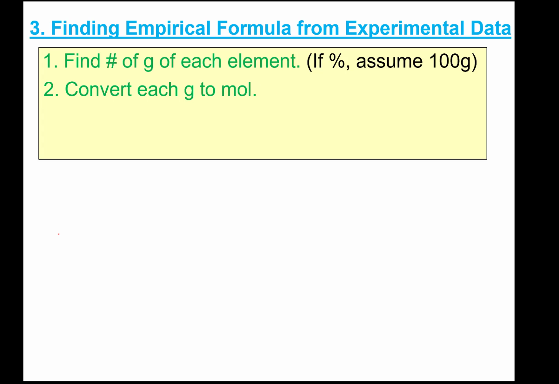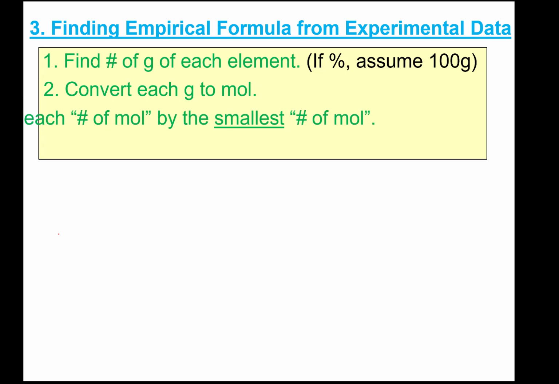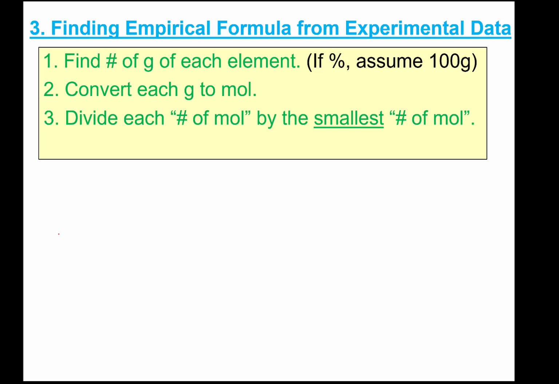Then you convert each grams to moles, then divide each number of moles by the smallest number of moles, and then use the ratio to find the formula. So I have a little poem that I use to help me to remember this. And the poem goes like this. Percent to mass, mass to mole, divide by small, multiply till whole. Okay, let me say it again. Percent to mass, mass to mole, divide by small, multiply till whole. So that's what we're going to do.